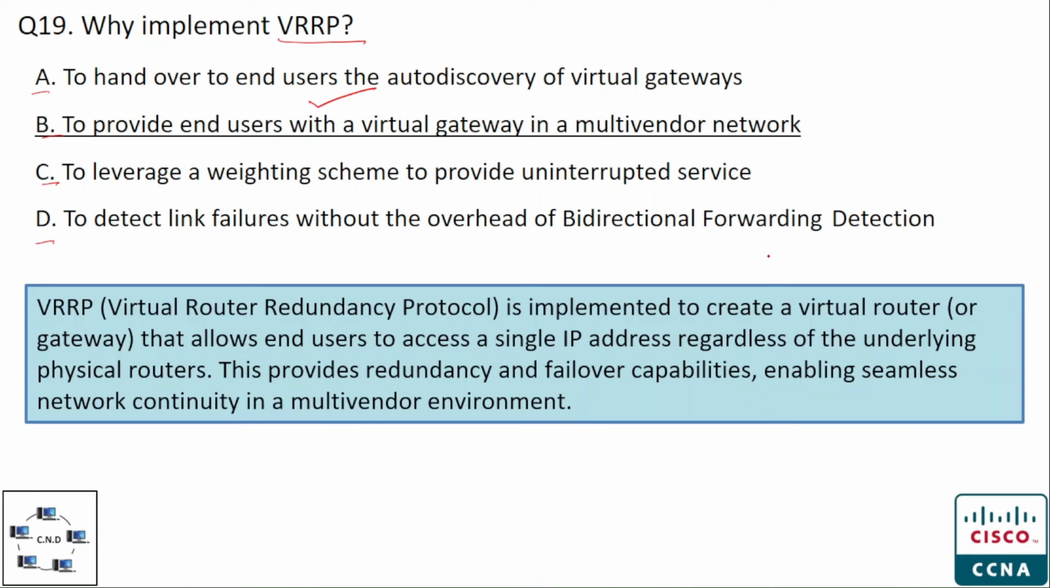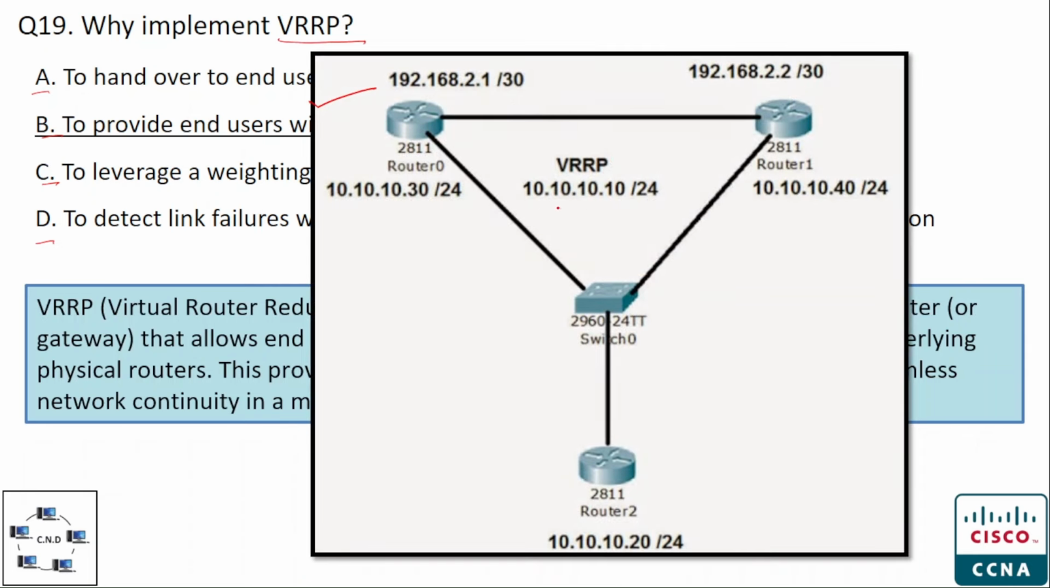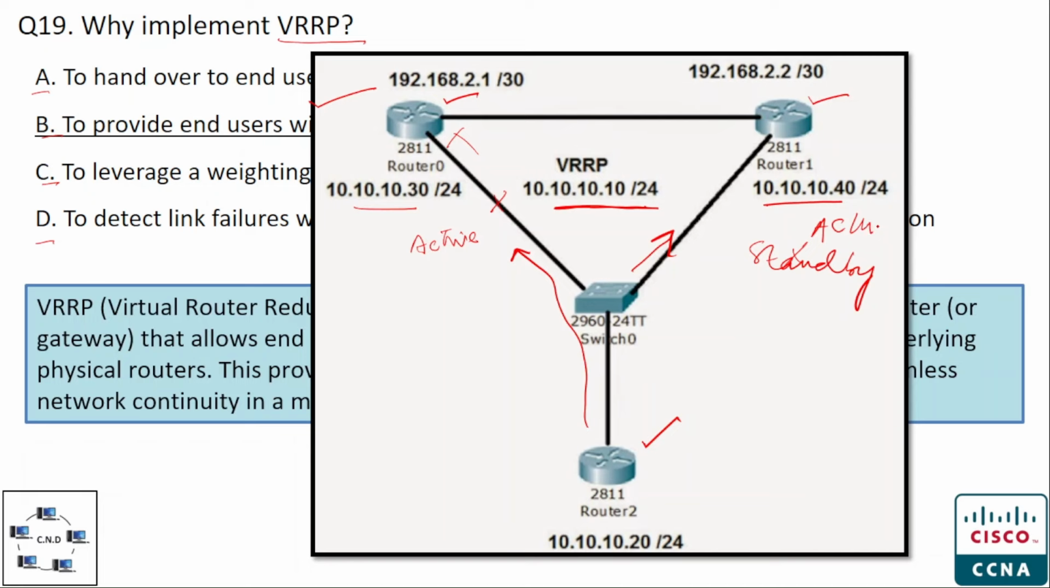So this is how VRRP looks. This is the virtual gateway we are talking about. VRRP is formed between two routers. These routers have their physical IPs as well, but to the clients, the virtual IP is used. At a time, one router is active and the other is standby. The active router actively processes the traffic. And if the link fails or the router fails, then the traffic is diverted to the second router, which then becomes active. So that's the purpose of the virtual gateway and VRRP. It provides redundancy and high availability.